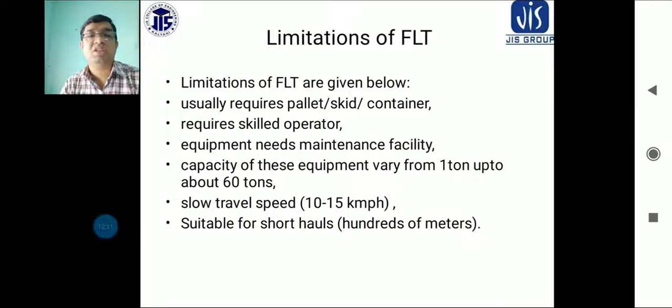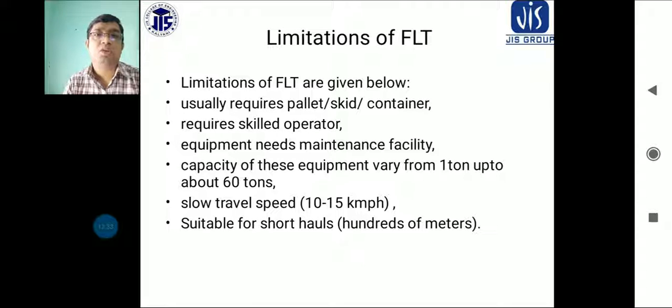up to about 60 tons. That means the capacity depends on the varying capacity, and this will be concentrated according to the limits. That means 1 ton up to 60 tons. And another thing is the slow travel speed. That means 10 to 15 kilometers per hour will be considered as the slow travel speed.